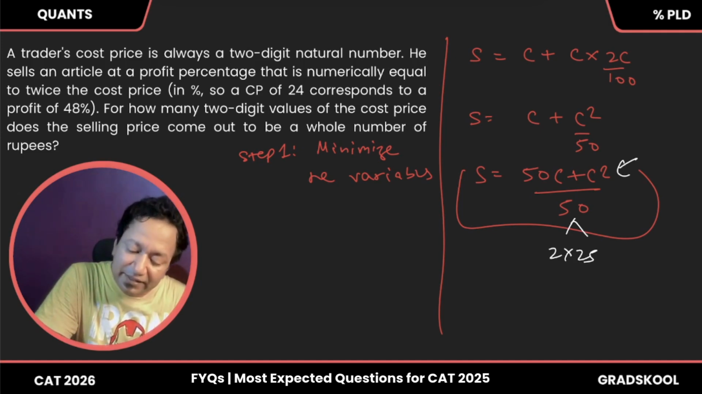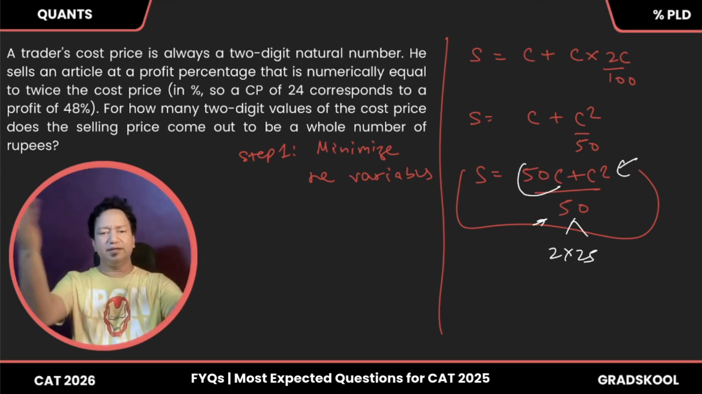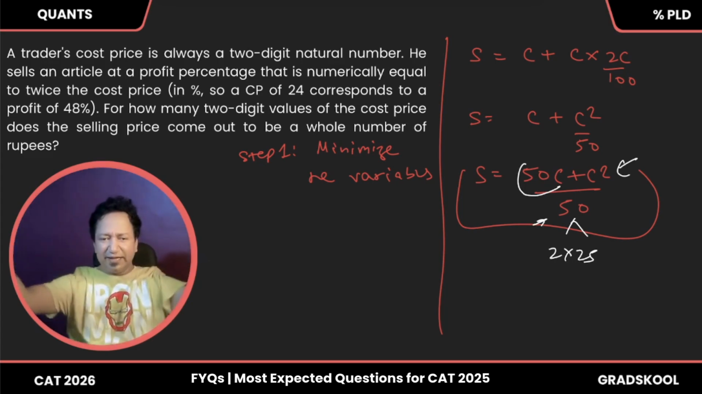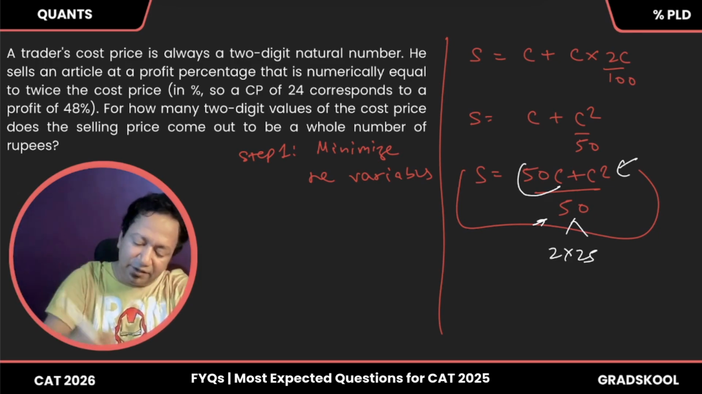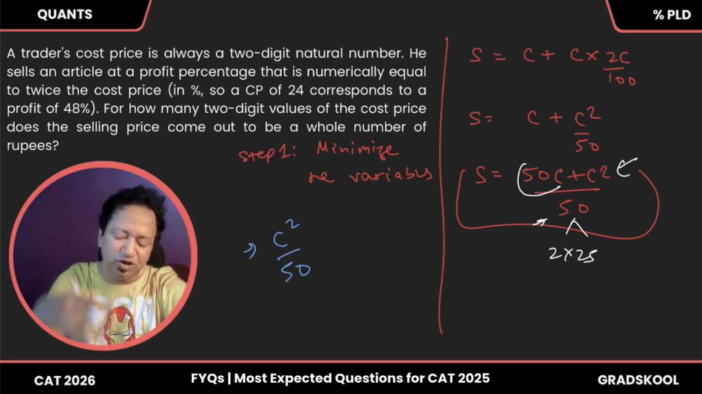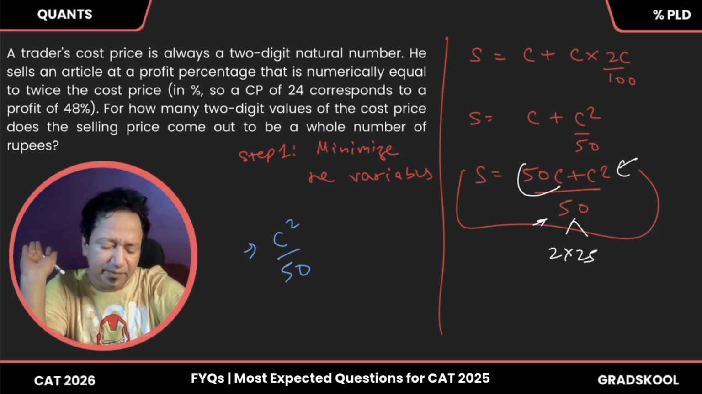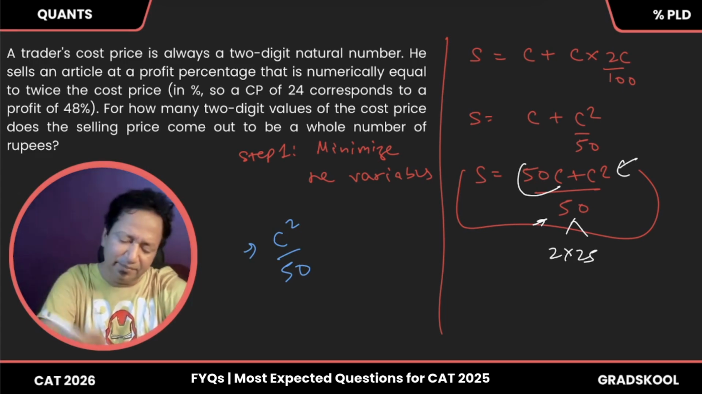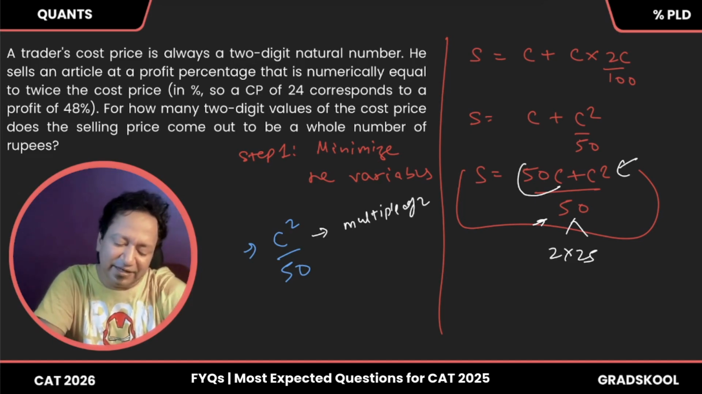One thing we can determine is that 50C is always divisible by 50. If you divide 50C by 50, you will get C as the quotient and 0 as the remainder. So no need of looking at that. The only thing that we should consider is C square by 50. Now, C square should be a multiple of 50. What does that mean? 50 has 2 and 5 square. So the value C must, first of all, be a multiple of 2. That is for sure. C must be a multiple of 2 so that it gets divided by 50, and also a multiple of 5.